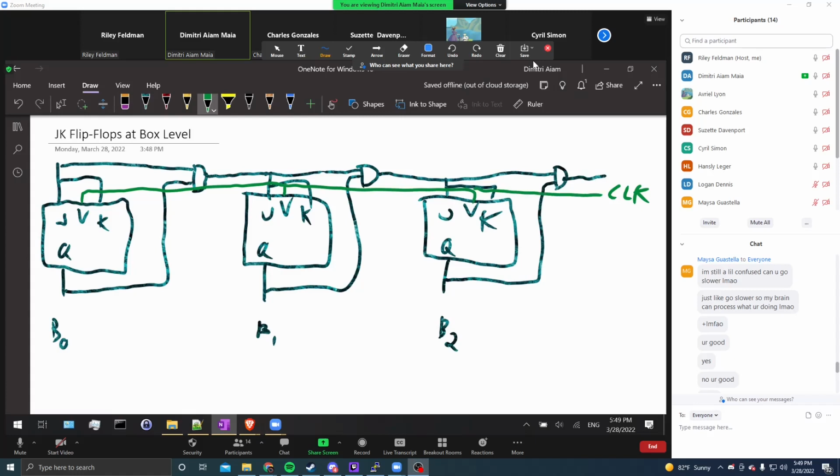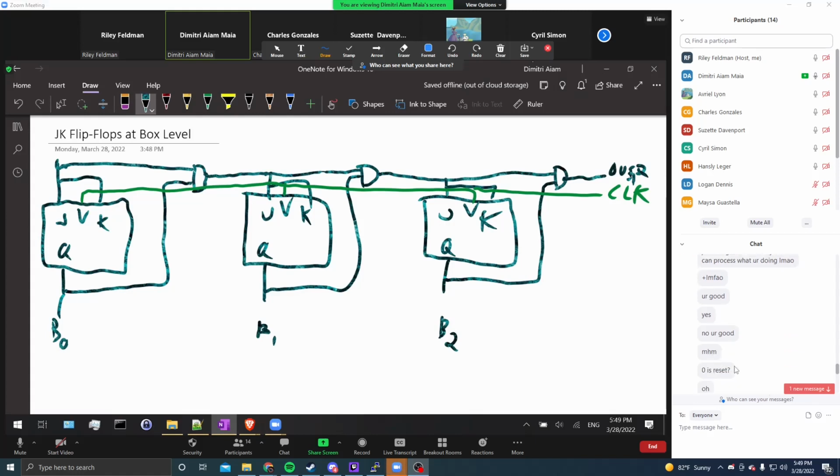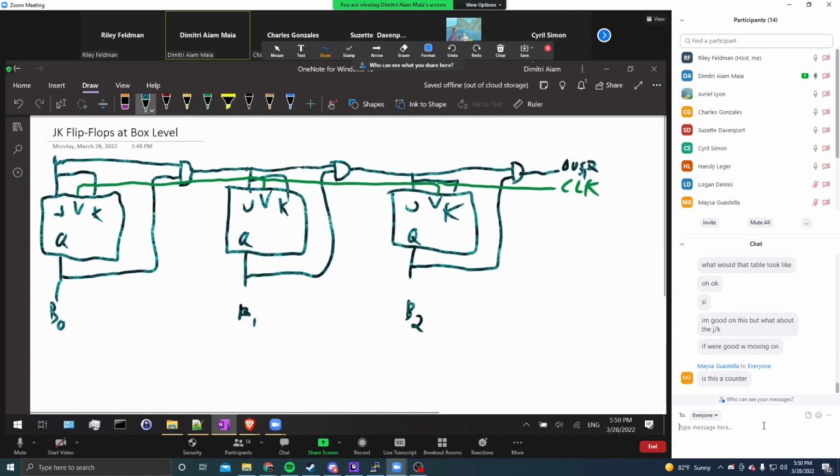There you go. So whatever goes in is the output. And then this is the overflow. So that's the, how can I say this? The box level of the JK flip flops. I drew last time at the gate level, but he never mentioned in class that he would ask for the gate level of the JK. So I think this is enough for the exam.